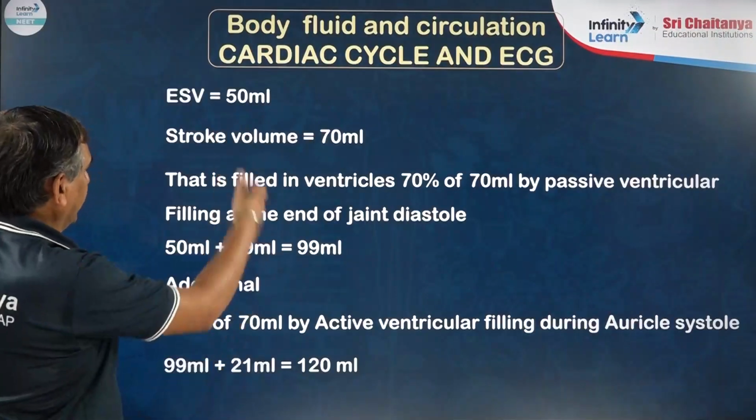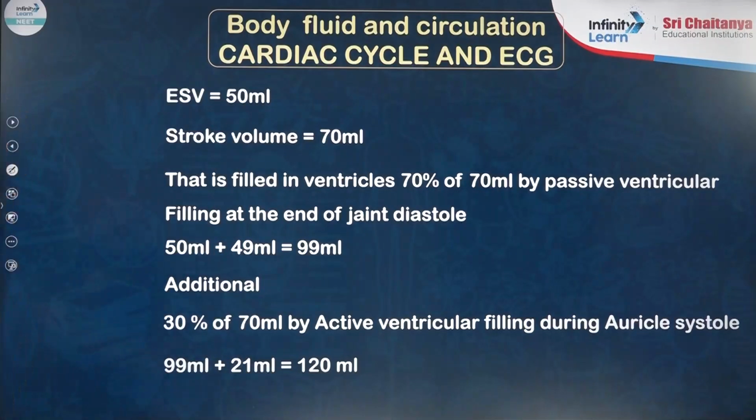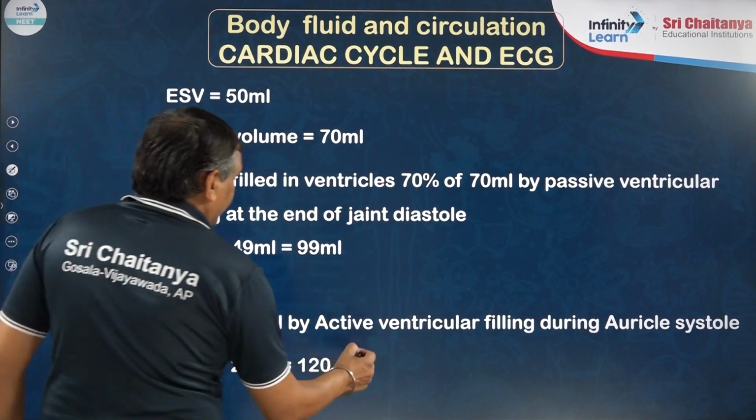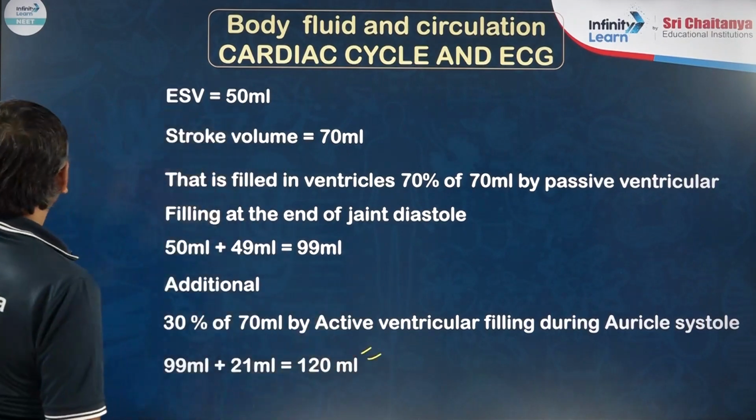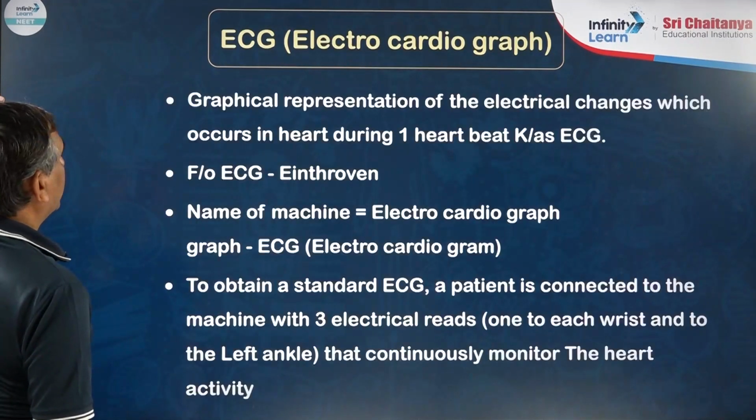So I have written here ESV 50 ml, stroke volume 70 ml, that is filled in the ventricle: 70% of 70 ml by the passive filling is 49 ml. So 50 ml plus 49 is 99 ml. Additional 30% filling, that is by the atrial systole, is 21 ml. So it is again 120 ml. Getting it? So this is the one point that you have to remember.